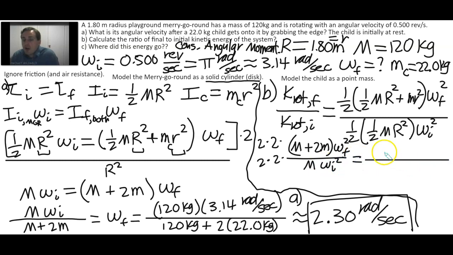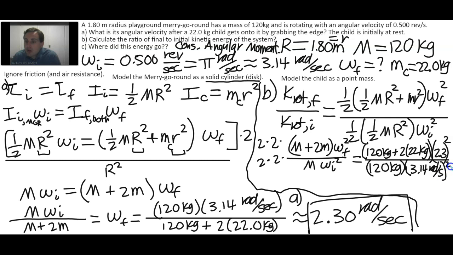So we're just getting a ratio of these kinetic energies. So we need big M plus 2 little m, so that's 120 kilograms plus 2 times 22 kilograms. And then that times omega final, which was 2.3, that's radians per second squared. A little out of space, I'm just squeezing it in. But then the initial mass was 120 kilograms just of the merry-go-round, multiplied by the initial angular velocity of 3.14 radians per second squared. Okay, so let's put these values in, and then let's get this.